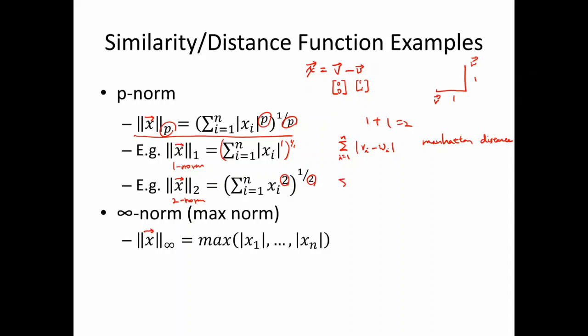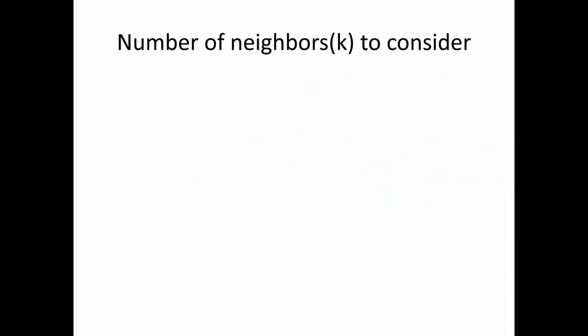For 2 norm, we have the summation of vi minus wi squared, and the square root of the whole thing. Do you recognize this? It's the Euclidean distance. So in the example above, we have 1 squared plus 1 squared, and the square root of that is the square root of 2. And that's exactly this distance. And then we have something called infinite norm or max norm, in which you just take the max across the different dimensions.